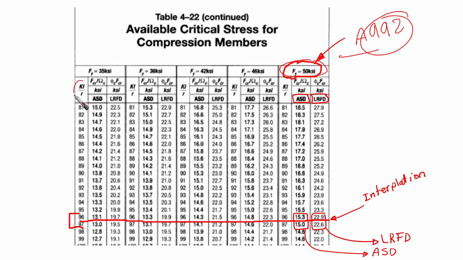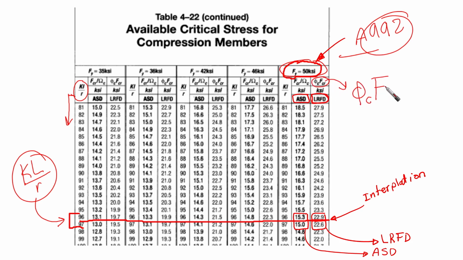Then in this table, which is KL over R, we go down until we reach the value of KL over R that we have obtained, the maximum one, which is 96.77. We are in between here because the right column is giving us phi C times FCR. This is for LRFD, the design strengths for us. By interpolation, we can find that our value is going to be between the two values here.